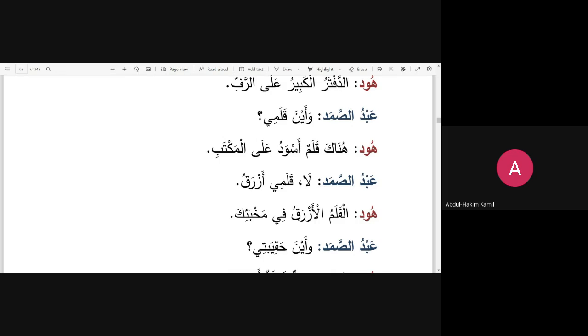Let's get that alif lam. What's going on with your tongue? Your tongue sounds lazy today. Y'all got to do some jumping jacks. Stand up, wiggle your arms back, and go back. Come on, get it nice and clear. Al-qalam al-azraq fi makhba'ik.